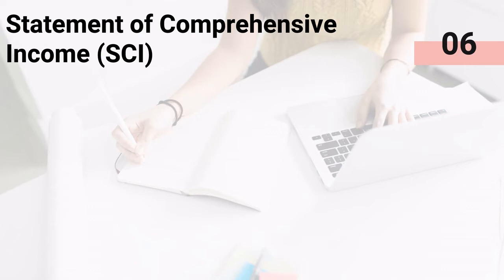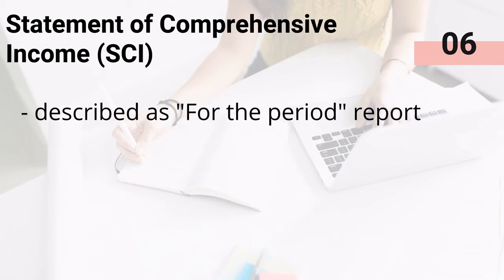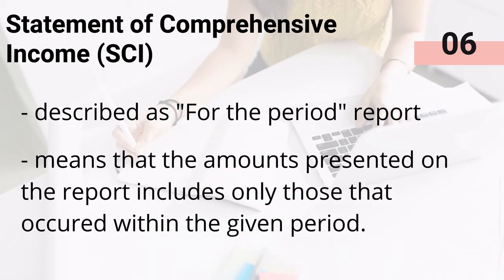Statement of comprehensive income. We will continue our study of the financial statements with a statement of comprehensive income. So the SCI is a statement that reports the results of operation of the business for one accounting period. This is also described as a for the period report, which means that the amounts presented on the report include only those that occurred within the given period.